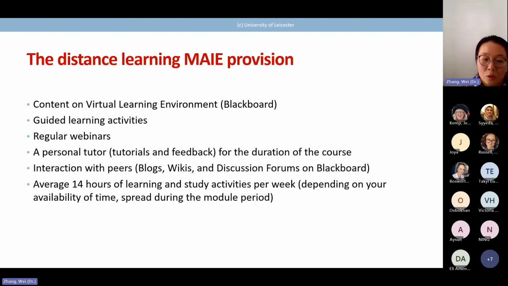You won't lose the opportunity to interact with your peers because according to the course design, you will have a variety of activities designed for you to engage with your peers. And in terms of the workload, which you may be interested to know at this point, we are encouraging you to devote about 14 hours a week to the reading, learning and teaching and study activities.